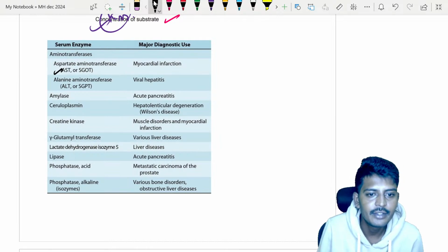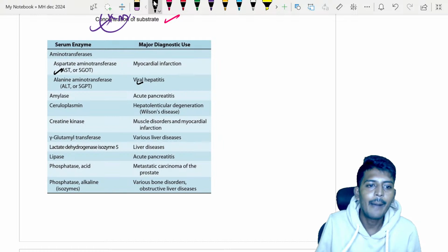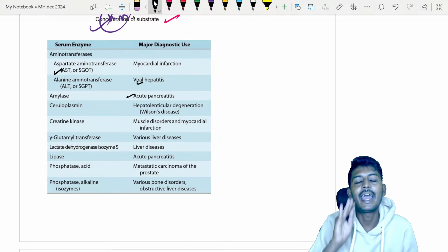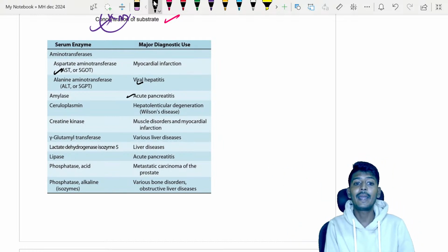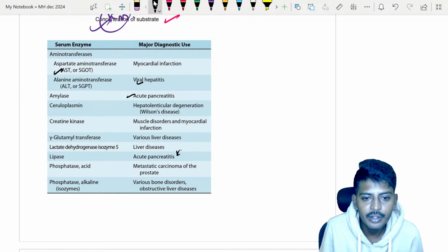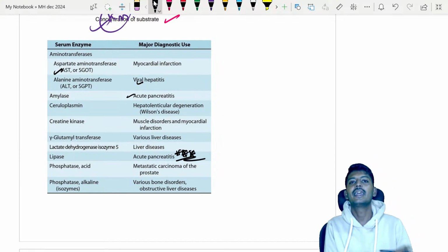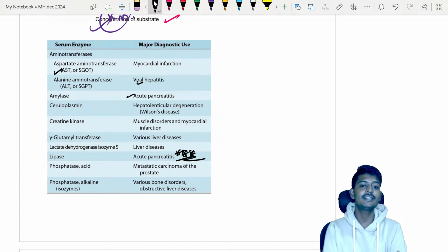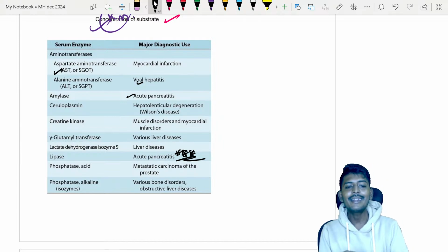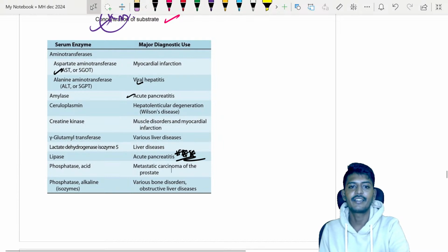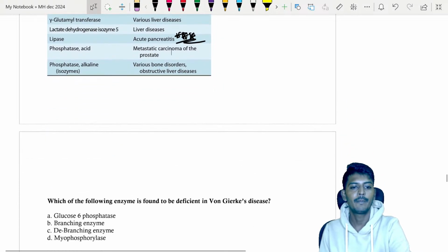Then ALT is used for viral hepatitis. Amylase is used for acute pancreatitis diagnosis, and earlier we used amylase. Right now, the investigation of choice for acute pancreatitis is not amylase, but rather pancreatic lipase. So these are the enzymes used for investigative purposes.